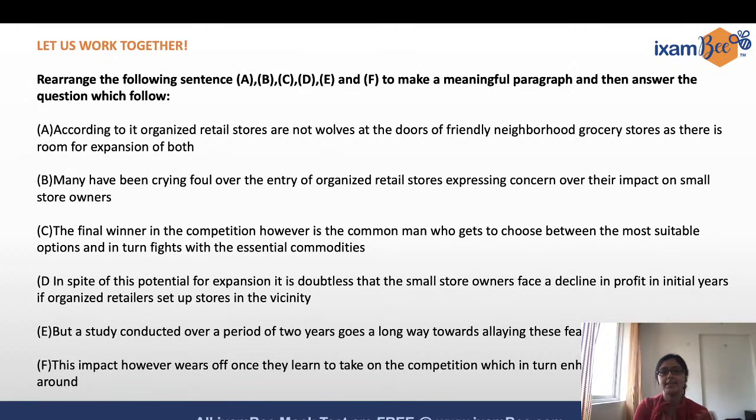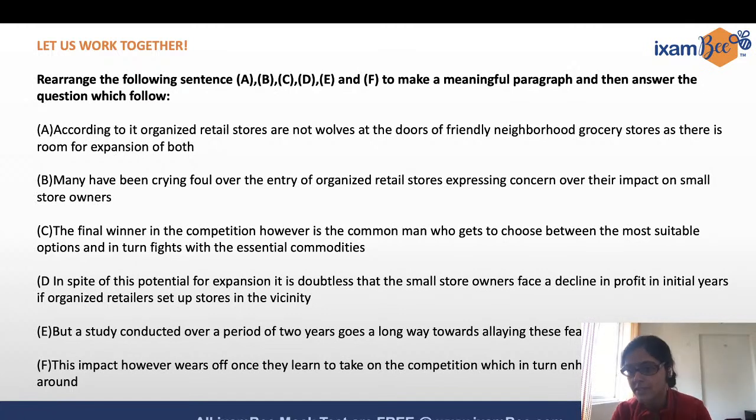What is the study saying? Study is saying that these retail store owners are not wolves. They are not wolves. Let's not take things negatively. They are not bad. They will help the small store owners to expand. Very good. A can be the third sentence, but our confusion has not yet been cleared. We are still confused about E or F as the second sentence, but we have got the third sentence, right? Let's not stop. Let's move on.